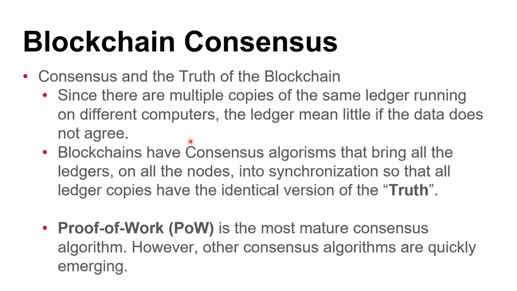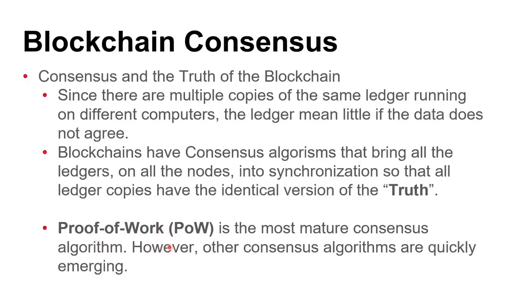So blockchains have consensus algorithms that bring all the ledgers on all the nodes into synchronization, so that all the copies of the ledger are identical again. Quite often this is referred to, like I said, as the truth. So we have proof of work, and I agree it is the most mature consensus algorithm. Whoever wins a proof of work, whoever is able to solve that puzzle, is able to then broadcast his or her validated transactions of a single block.